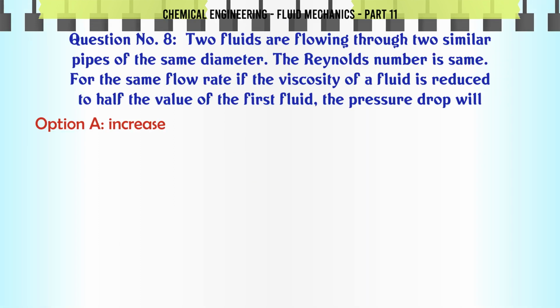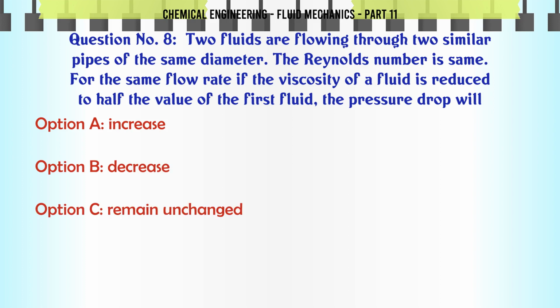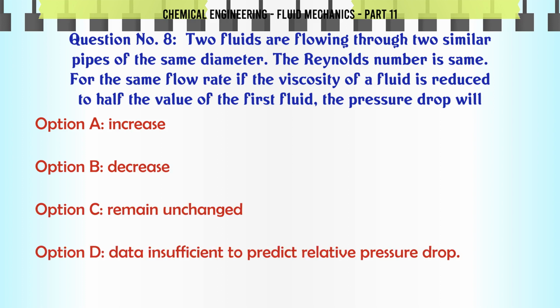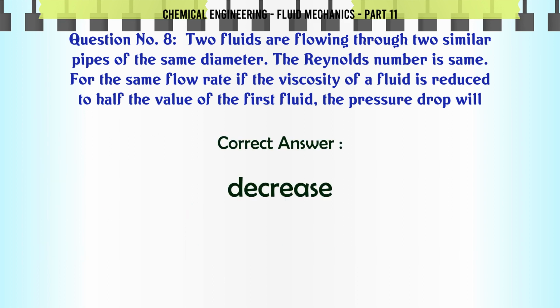Two fluids are flowing through two similar pipes of the same diameter. The Reynolds number is the same. For the same flow rate, if the viscosity of a fluid is reduced to half the value of the first fluid, the pressure drop will: A. Increase, B. Decrease, C. Remain unchanged, D. Data insufficient to predict relative pressure drop. The correct answer is decrease.